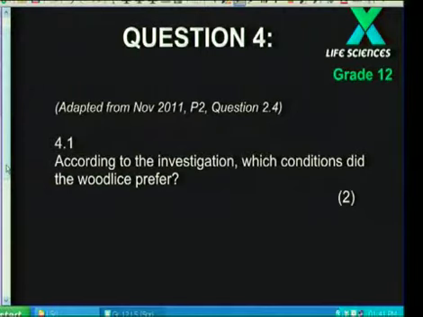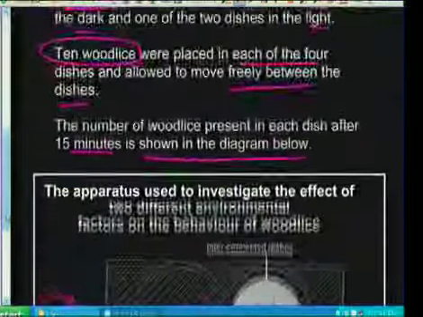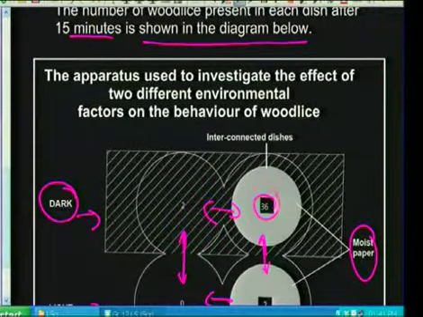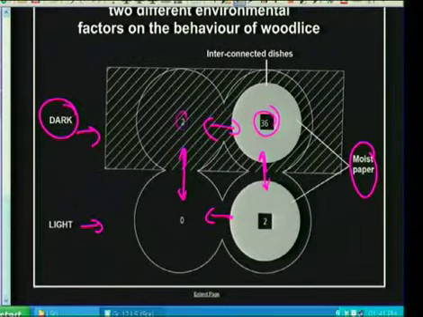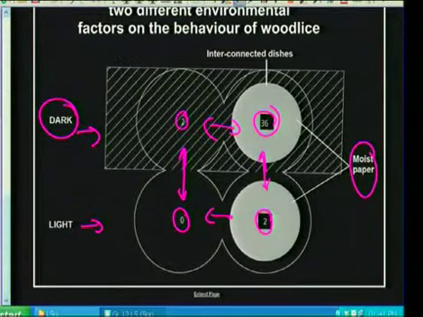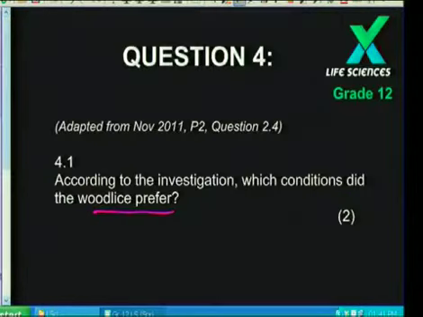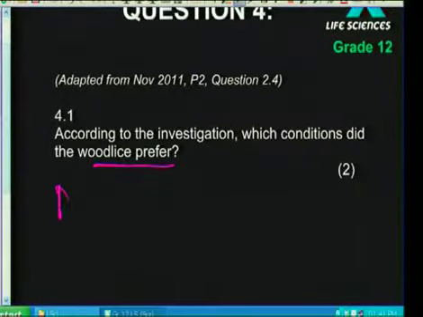According to the investigation, which condition did woodlice prefer? If we go back to that diagram, we can clearly see there were 36 present in the dark and moist paper. There were only 2 present in the dark and dry, 0 present in light and dry, and we had 2 woodlice present in light and moist. So the most woodlice were present in an area that was dark and moist. So they prefer dark and moist environments. Let's move on to the next question.